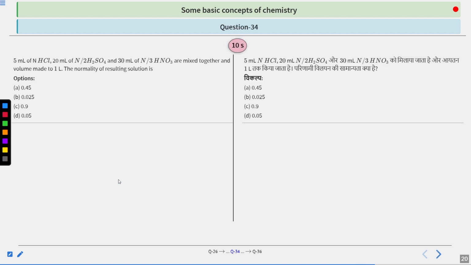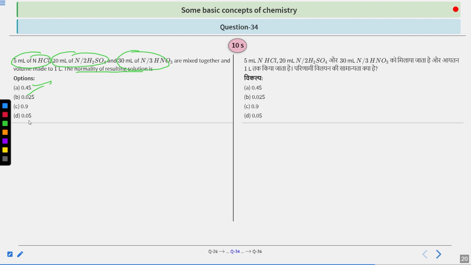So we have 5 ml of N HCl, 20 ml of N/2 H2SO4 and 30 ml of N/3 HNO3. Now they all are mixed together and the volume is made up to 1 liter. The normality of the resulting solution is to be found. The options are: first is 0.45, second is 0.025, third is 0.9, and fourth is 0.05. So these are the normality values we are expecting one of to be the answer.